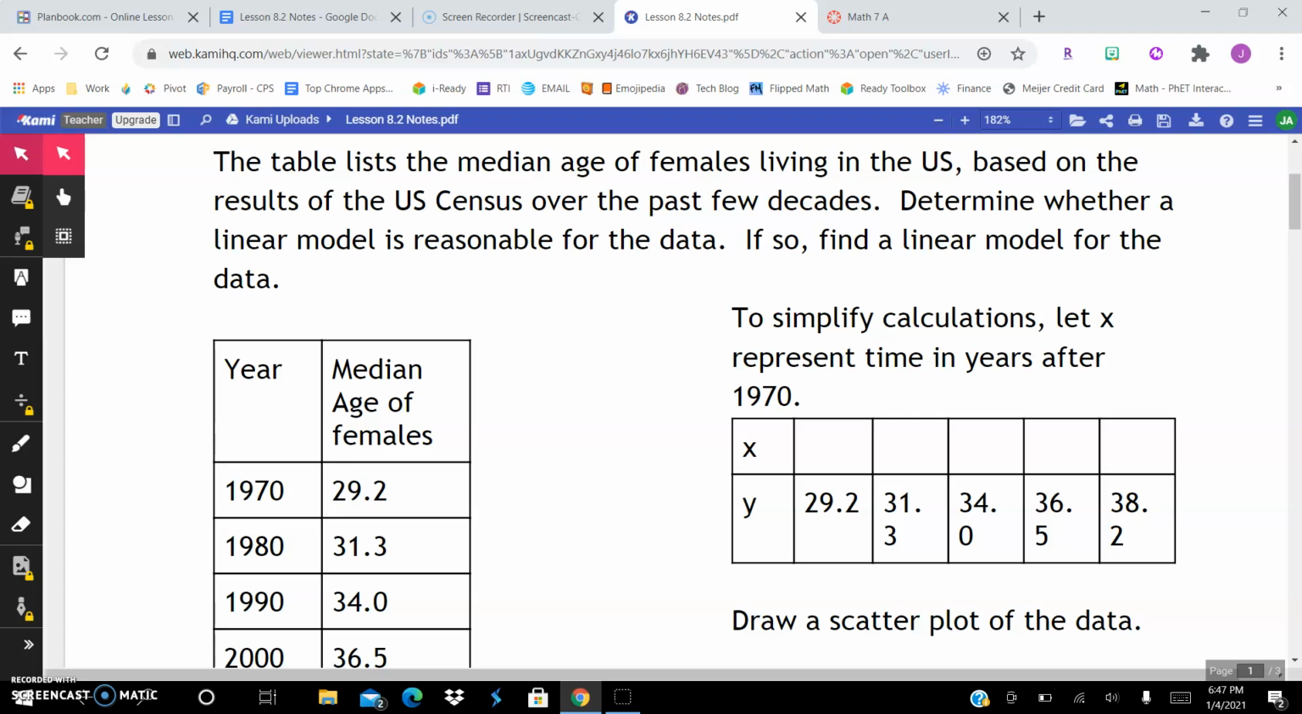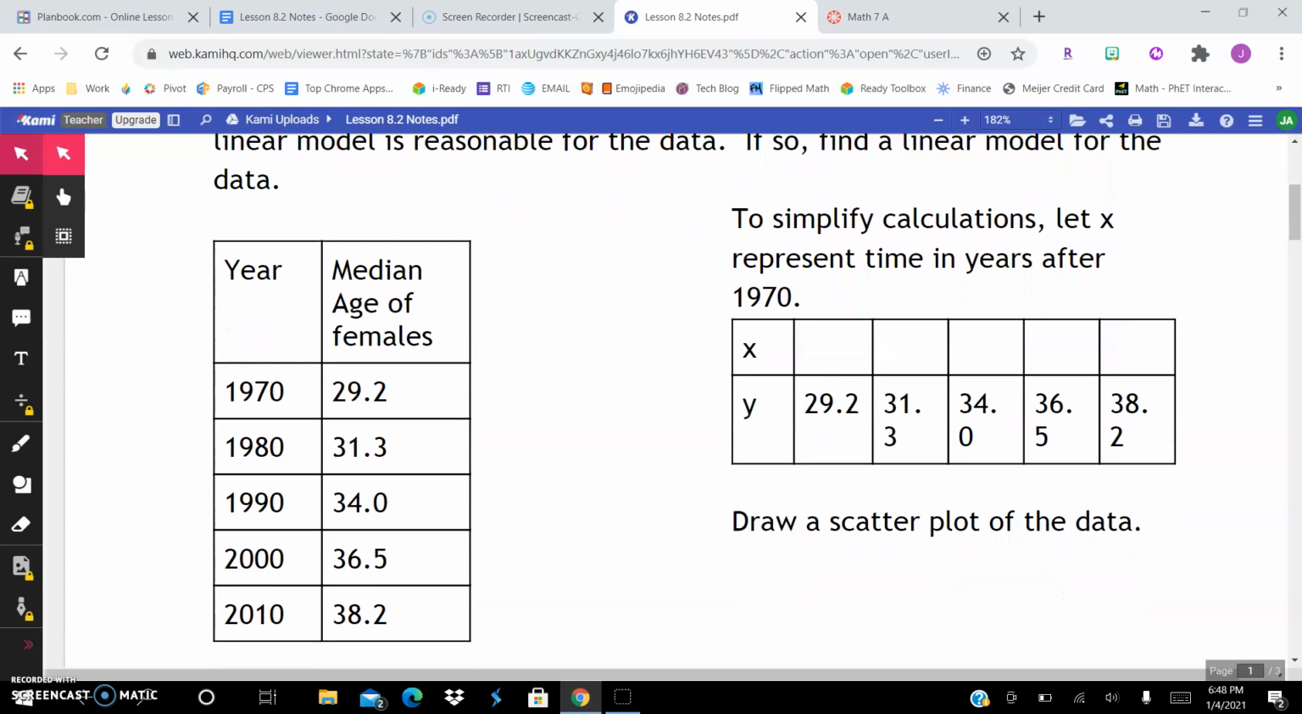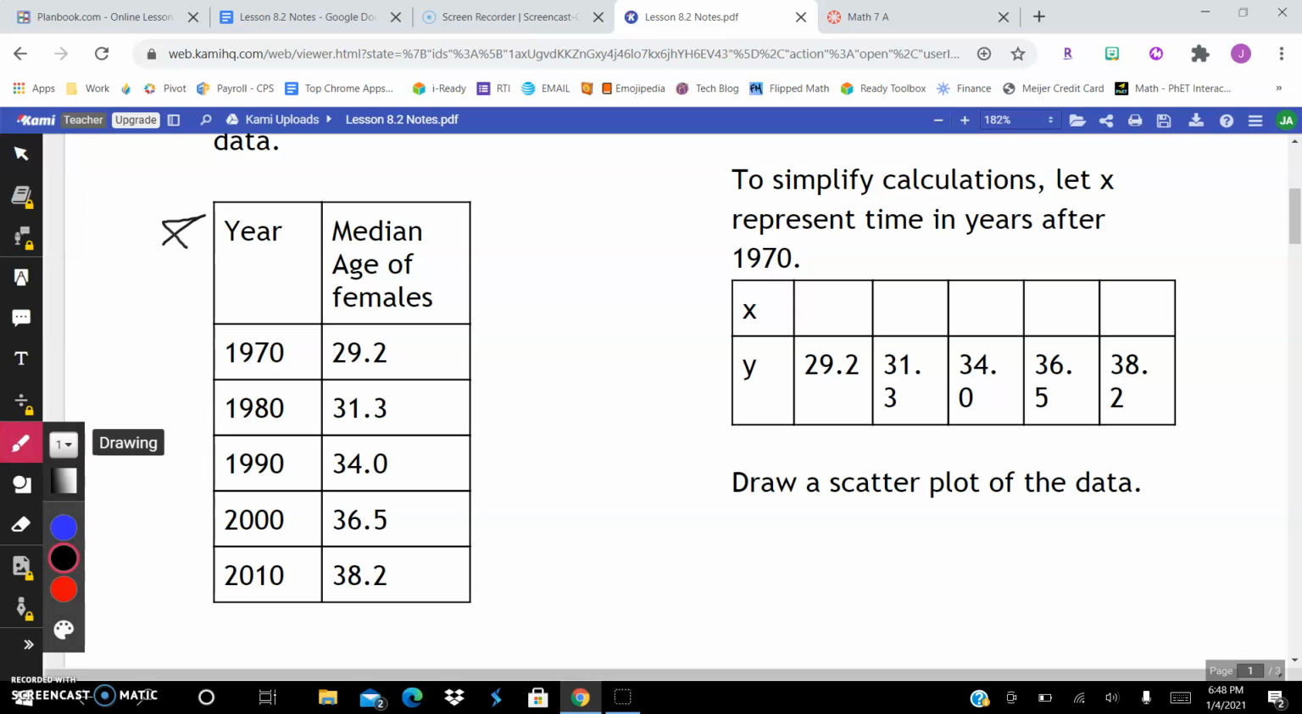So for our first example here, the table lists the median age of females living in the U.S. based on the results of the U.S. Census over the past few decades. Determine whether a linear model is reasonable for the data. If so, find a linear model for this data. So in this chart here, we are given the year and the median age of the females.